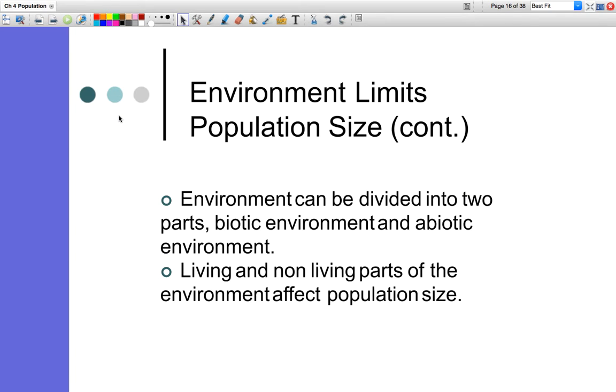Environment limits population size continued. So environment can be divided into two parts, biotic environment and abiotic environment, the living and non-living parts of the environment that affect population size. Again, this might be a little bit of restating some stuff, but that's okay. The food was our biotic part of the environment, and our shelter and water were the abiotic part of our environment, and they both limited the population size of deer.